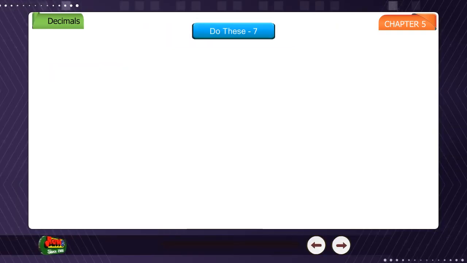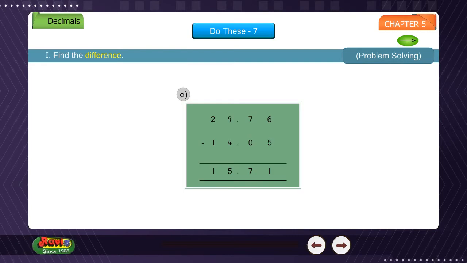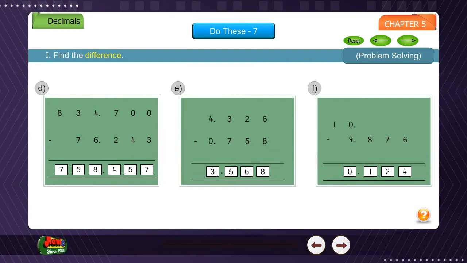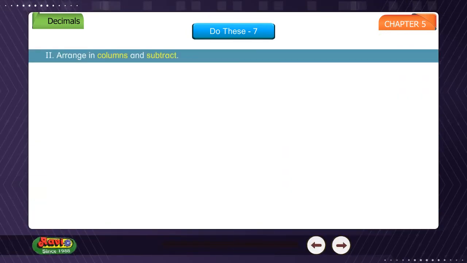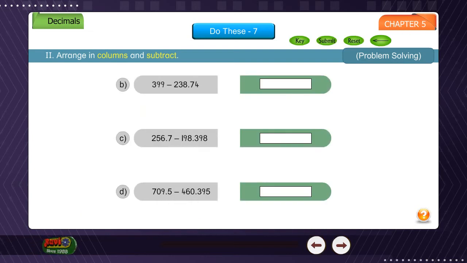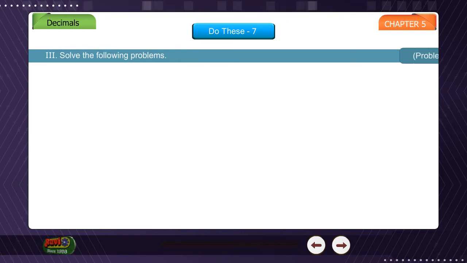Do these 7. One, find the difference. Two, arrange in columns and subtract. Three, solve the following problems.